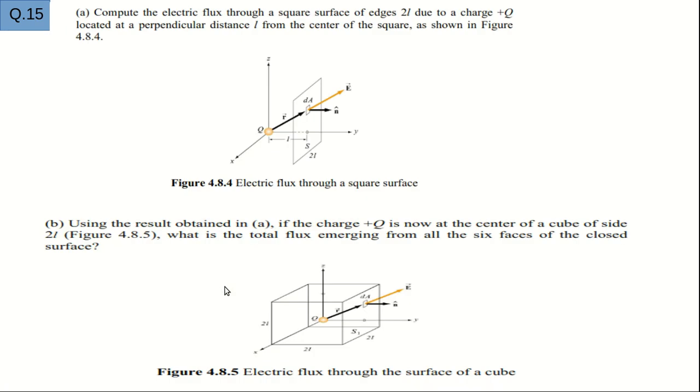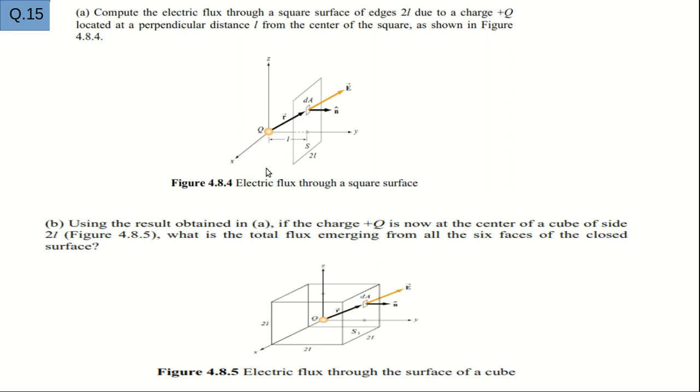So now the next example. In this example I will compute the flux through a cube by the electric field method, by integrating the electric field equation E dot dS analytically. Compute the electric flux through the square surface of side 2L due to a charge plus q located at a perpendicular distance L from the square, as shown in the figure.